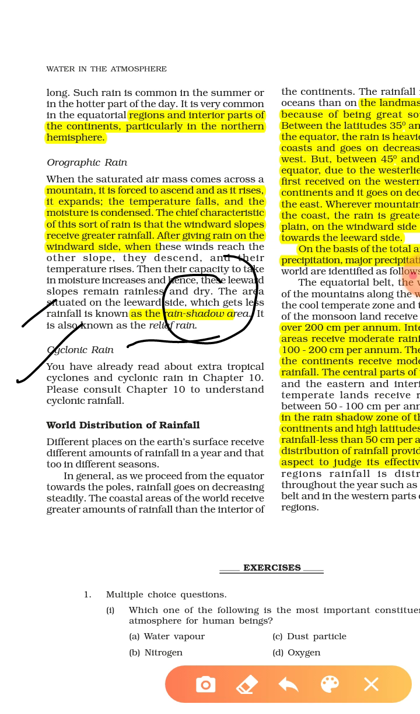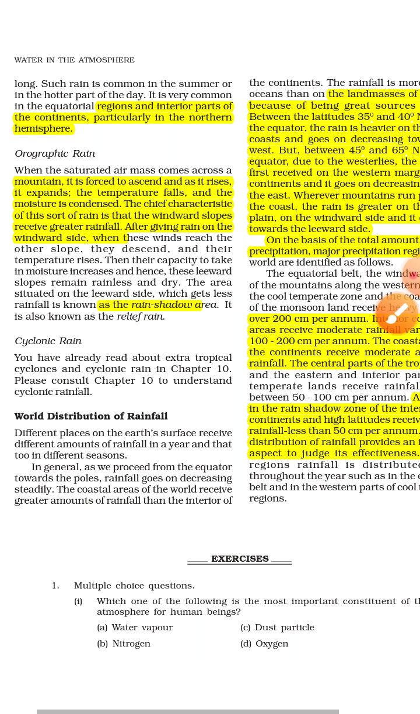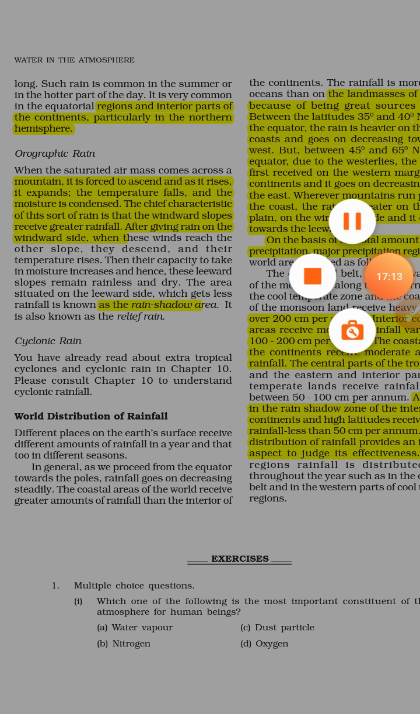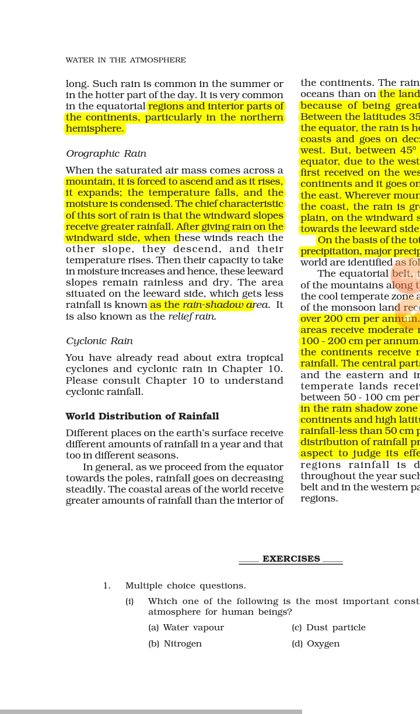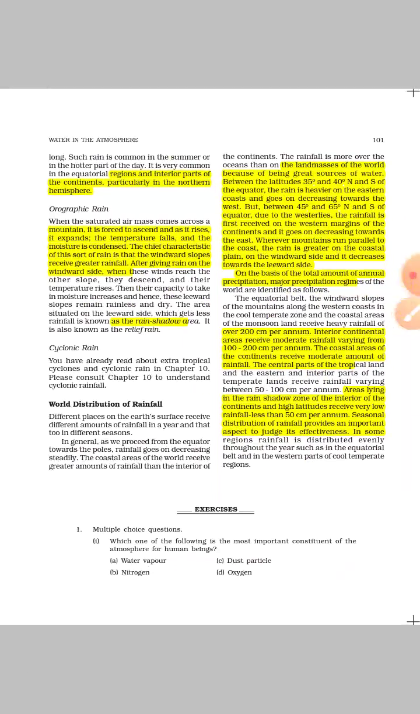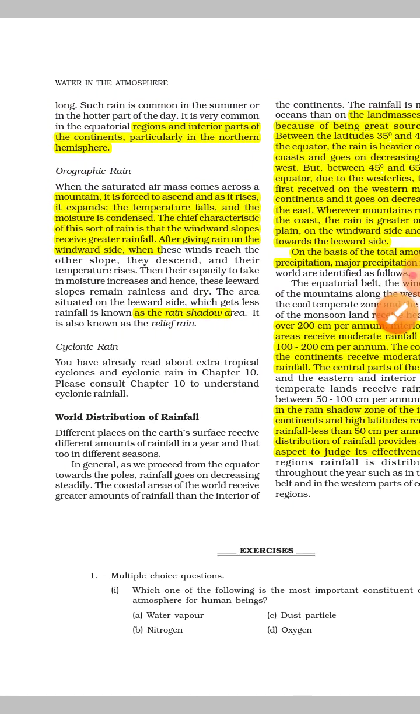Now the world distribution of the rainfall. In different parts of the world there is a different distribution of the rainfall. Different places on the earth's surface receive different amounts of rainfall. So as you know, there is no uniformity in the receiving of rainfall. It varies from region to region, area to area, season to season actually. In general, from equator toward the pole there is a decrease in the rainfall, meaning the equator receives maximum rainfall and the poles receive minimum rainfall.